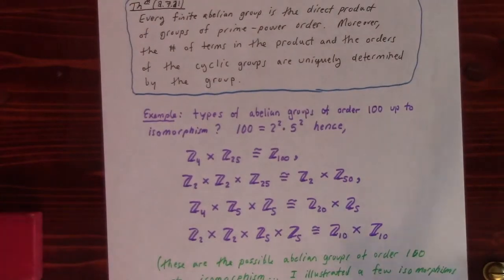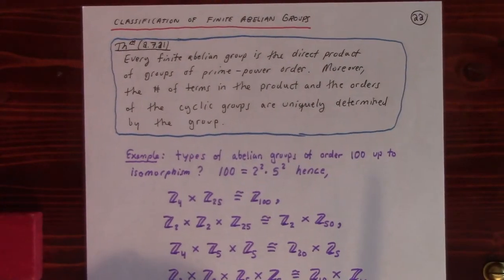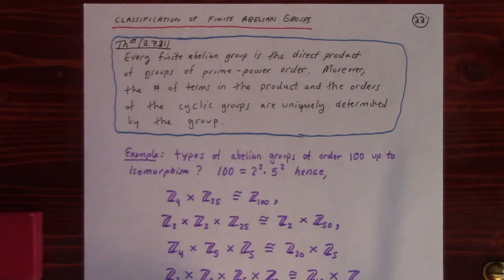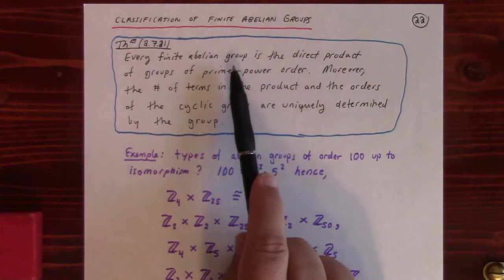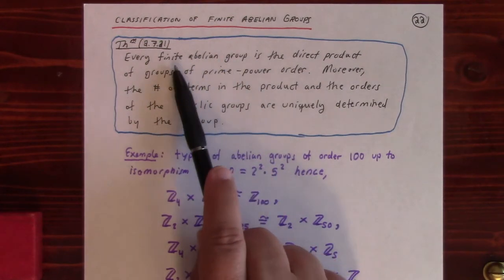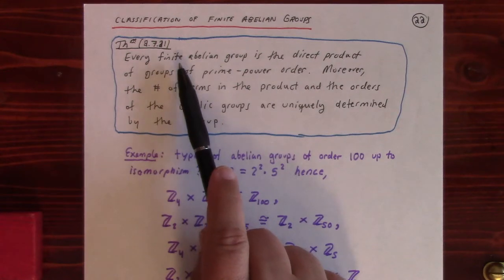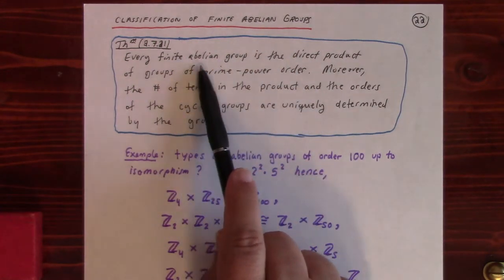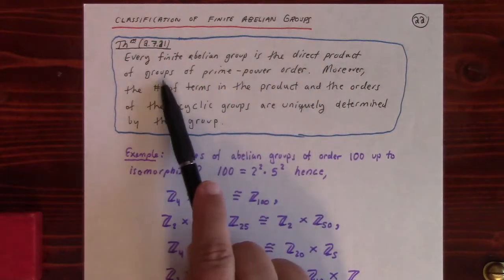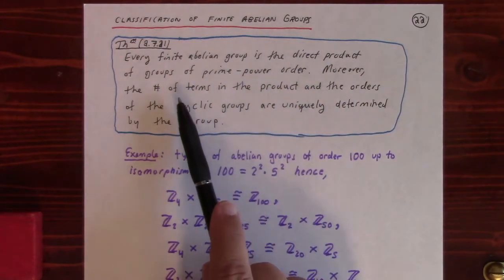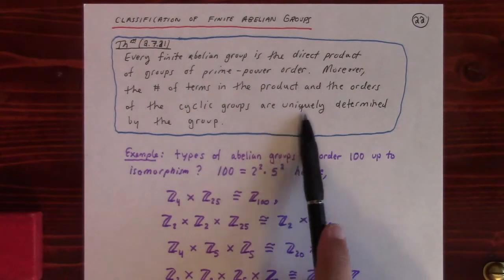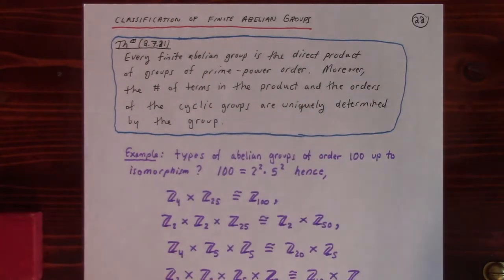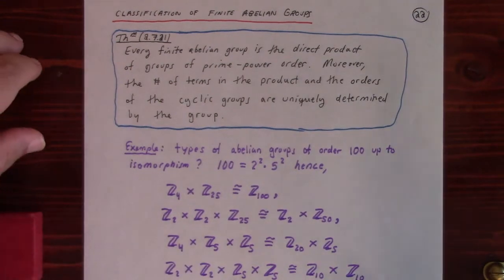So, classification of finite abelian groups. I think I've asked you a question or two about that in the homework, and let's talk about the result. Every finite abelian group, remember that means the group operation commutes, and finite means it has finitely many elements, is the direct product of groups of prime power order. Moreover, the number of terms in the product and the orders of the cyclic groups are uniquely determined by the group. So that's a huge result.